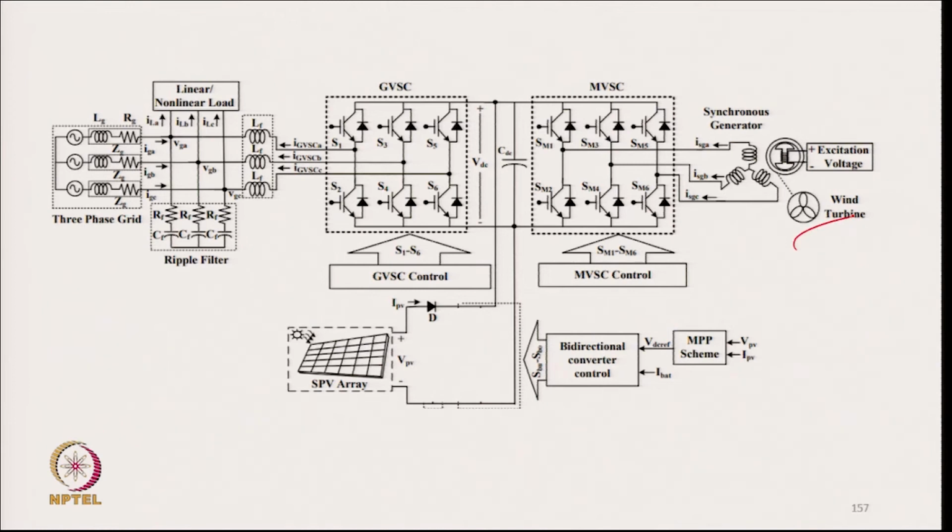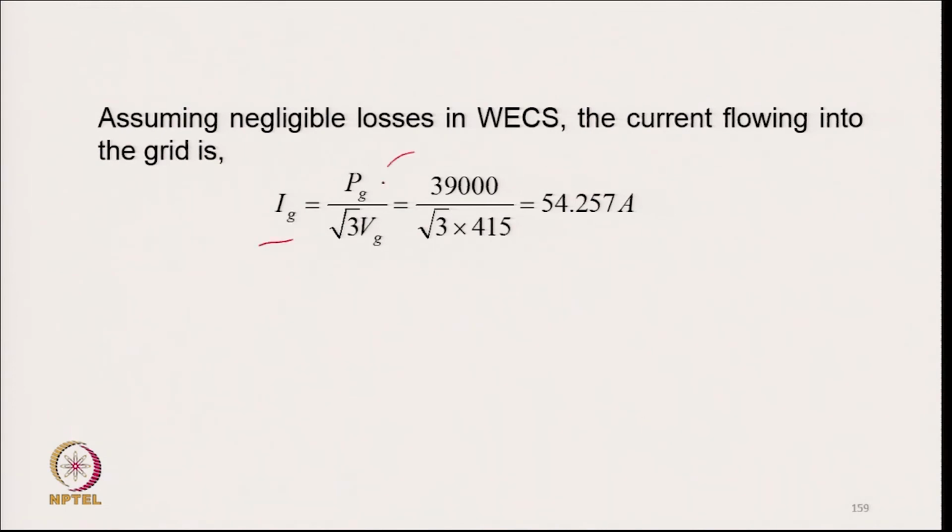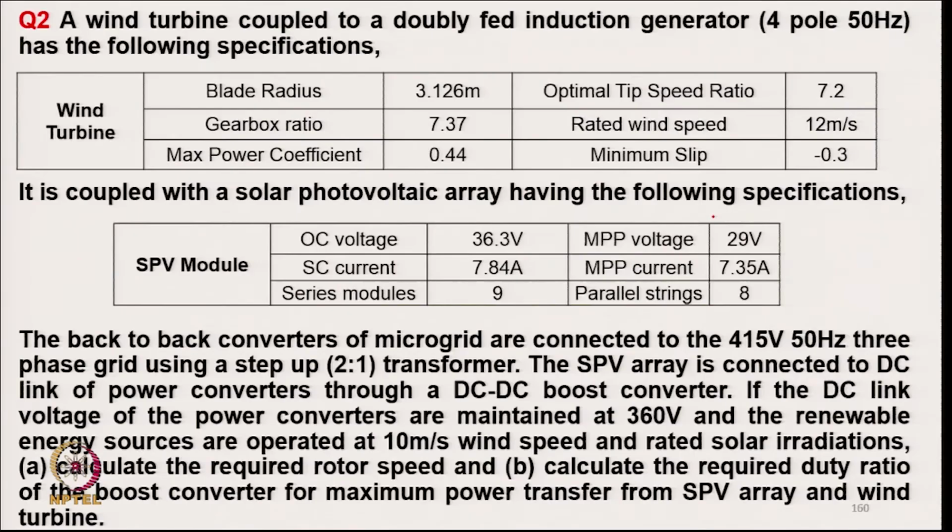We have wind power generation, we have solar power generation here, and we have the grid exchanging this power. These are the typical data given: wind power generation, solar power generation, then load, and we can find out how much power is going to the grid, 39 kilowatt, and then from the power we get the grid current, 54.257 ampere.